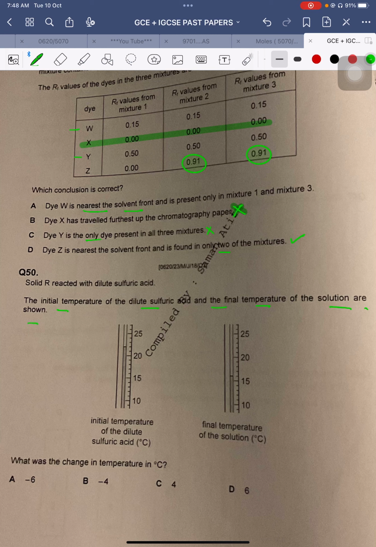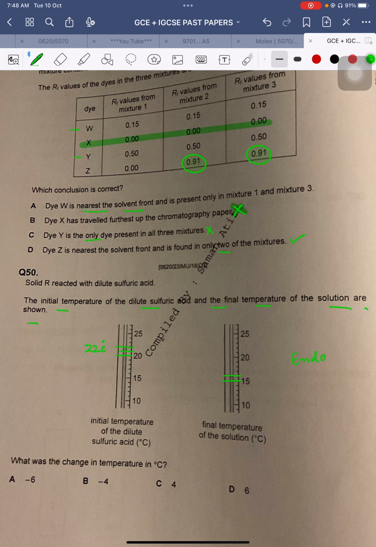So what is the initial temperature? It is 20, 21, 22, 23, 24, 25. Okay, 21, 22. So this is 22 degrees Celsius. And what about this? Oh, the temperature is falling. So it is 15 and it is 16. So the reaction is basically endothermic because heat energy is absorbed, so the thermometer will sense the low temperature.